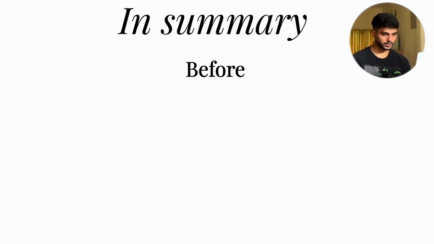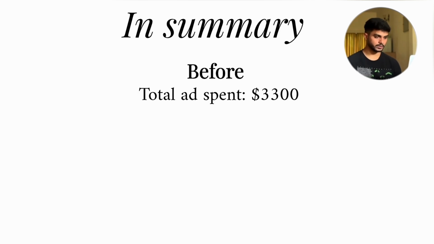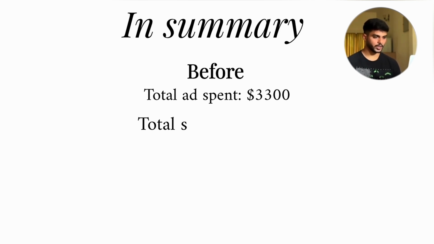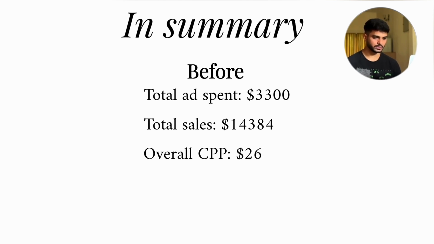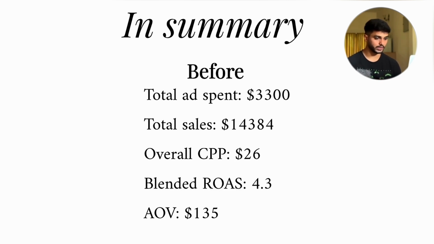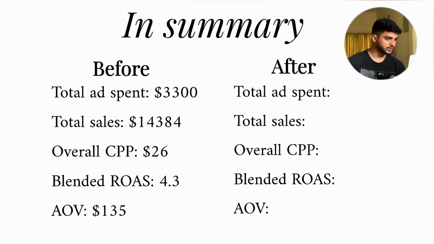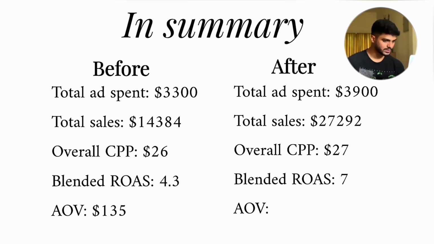So just to summarize the total numbers and everything, before they spent $3,300 and made back $14,000 at an overall cost per purchase of $26 and 4.3x blended ROAS with a $135 average order value. Now after making the changes, we just spent around $600 extra, and the total sales we got was $27,000, $27 cost per acquisition, 7x blended ROAS, and a $197 average order value.